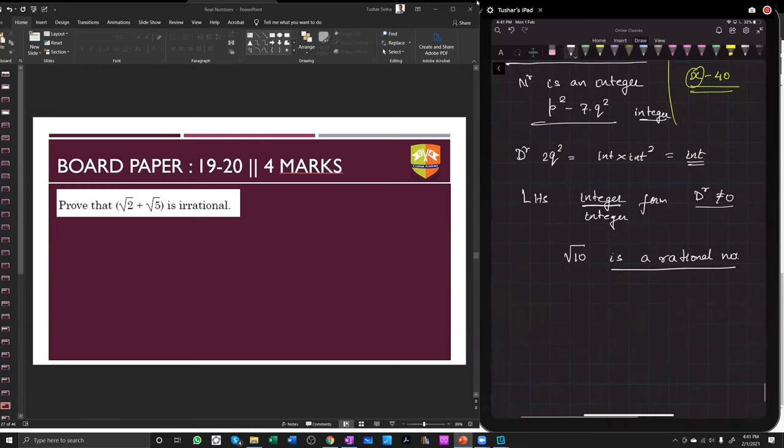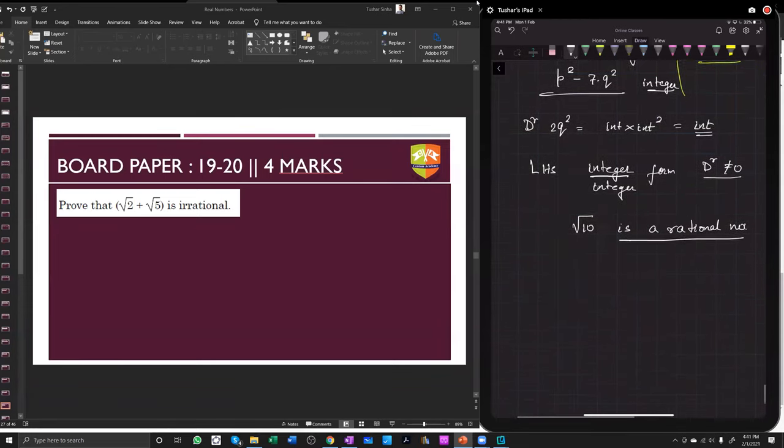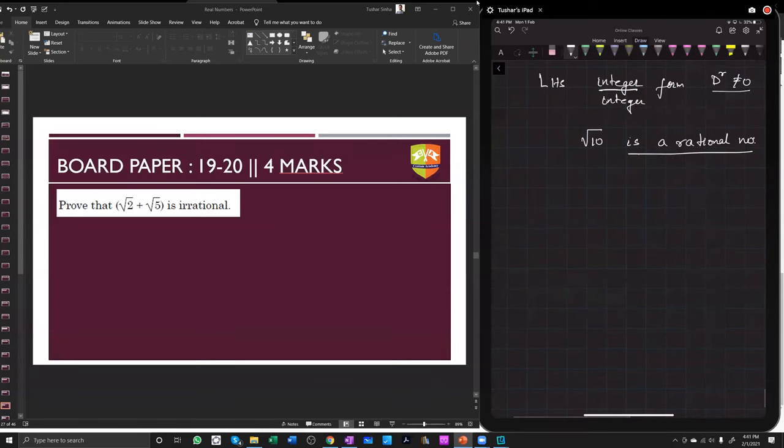Why can't they be real? What is that? I didn't understand the question. Why do we assume P and Q to be integers? Why can't they be real? Oh my God. So this is the basic understanding. So what is that? It is the definition of a rational number.